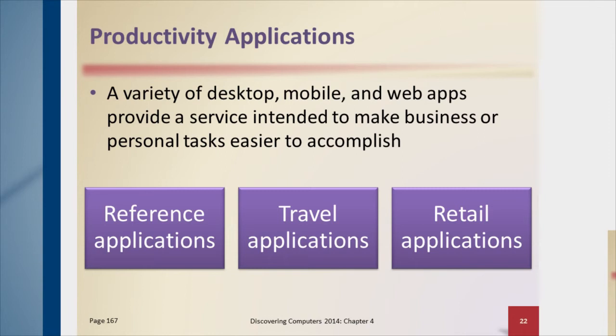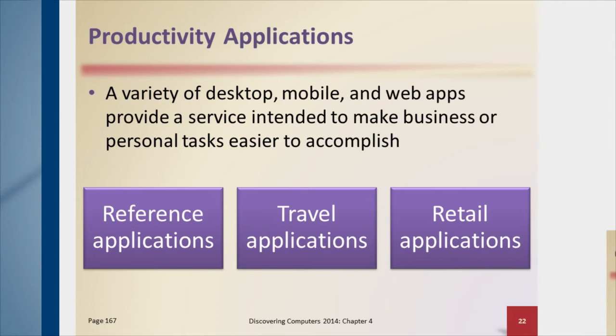There's a lot of other types of productivity applications that are out there. Some of these are much more leisurely. There's reference applications, travel applications, retail applications. So you might have some of the different travel sites that have applications that allow you to book flights and all that kind of stuff. We have certain applications that will allow you to find the nearest restaurant and do reviews and things like that. We have reference applications as well. So there's a lot of other types of productivity applications that are really designed just to make our life a little bit easier, a little bit more enjoyable.